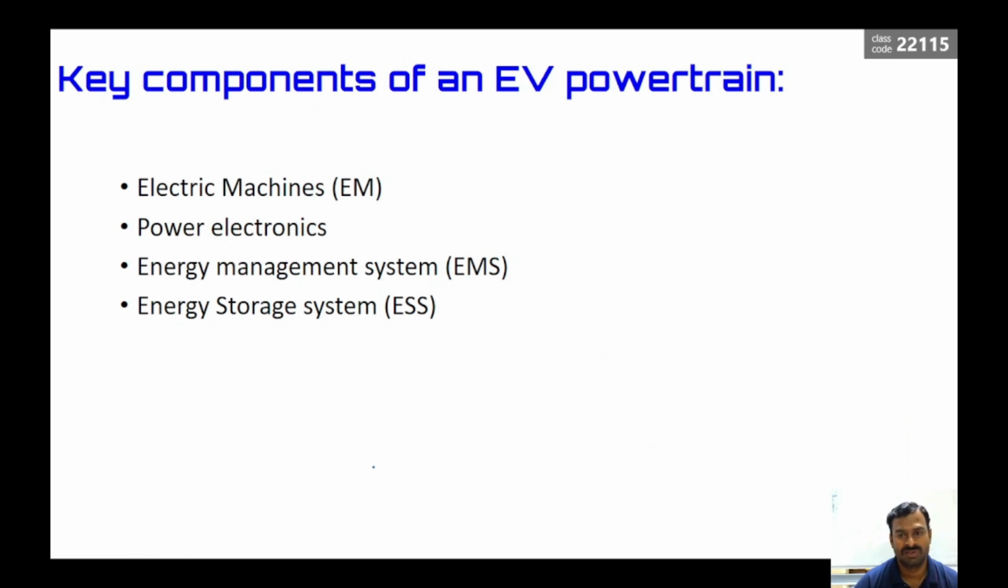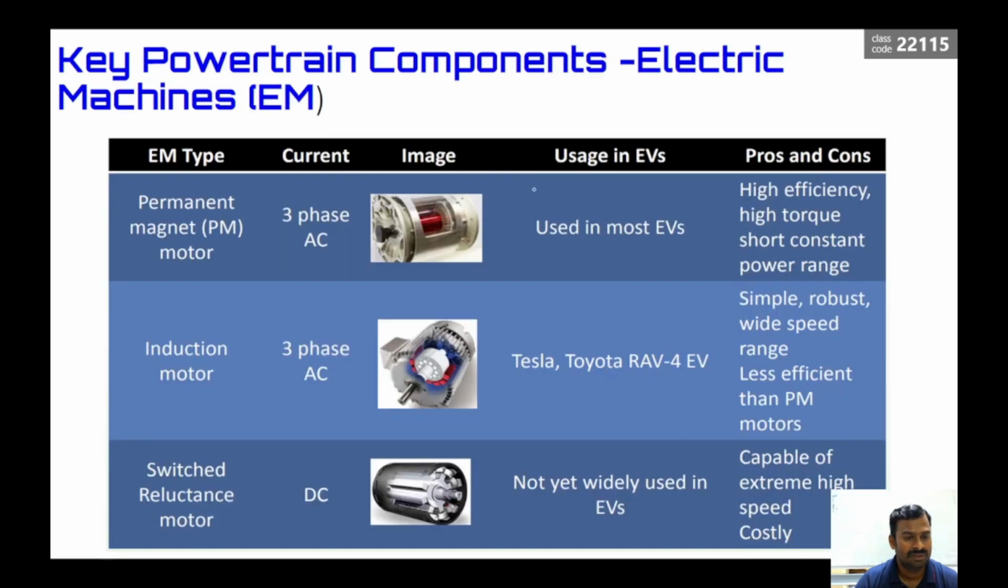So, key components of an electrical powertrain: we have electrical machines and Powertronics. Powertronics means DC to DC converters, AC to DC converters, regulators, and so on. Then there is the energy management system, EMS, and the energy storage system. So these are the major components of an electrical powertrain. So let us see what is there in the electrical machines.